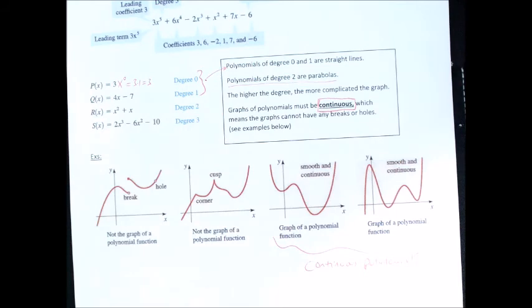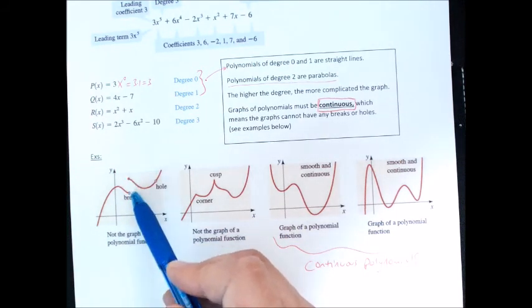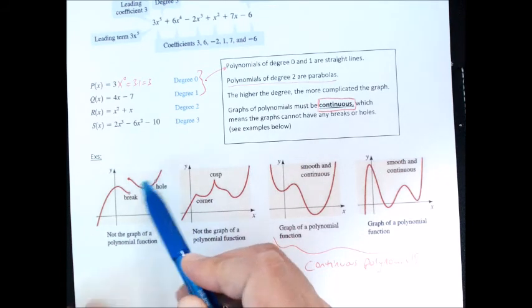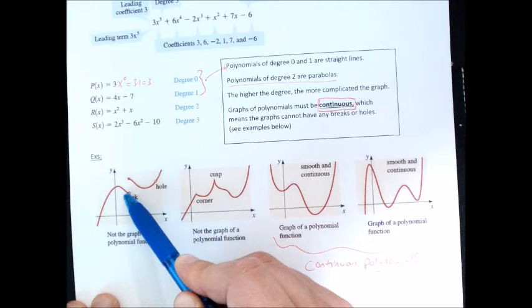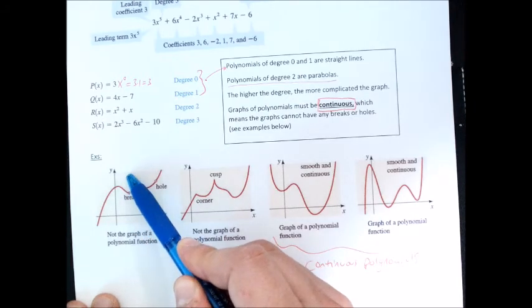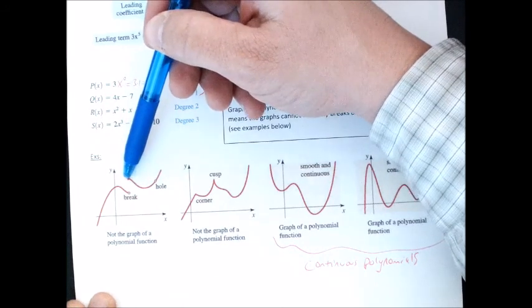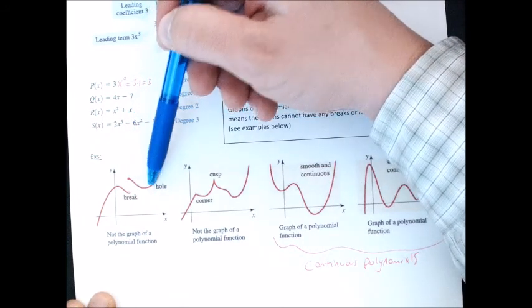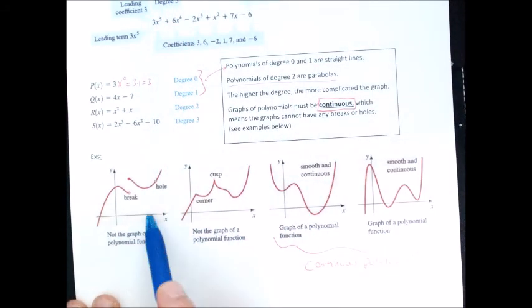We can just visually see because it's not continuous, for example. There's a break in this one and there's a hole. If we were tracing our finger along this graph, we would have to pick it up off the page at this point right here to go up to the next piece. That's indicating it's not a polynomial. And at the hole, we'd have to lift it up and jump over the hole and keep going. So there's two reasons why this one's not a polynomial.